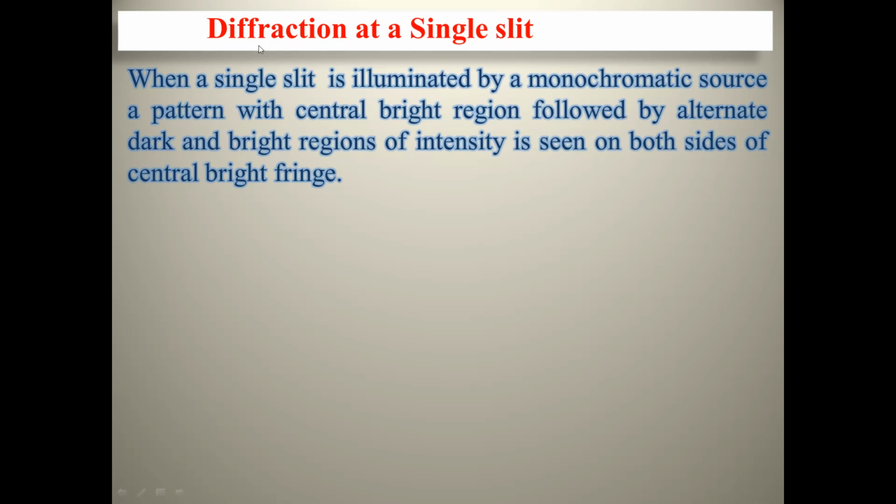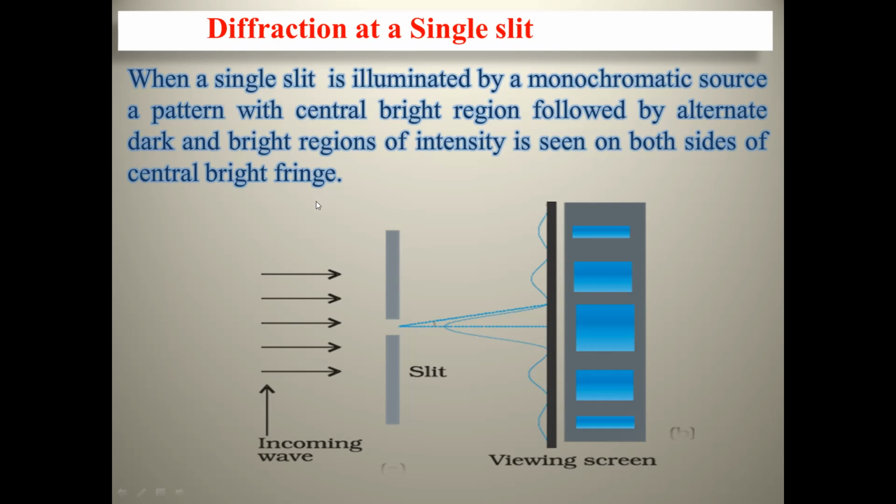Let us learn diffraction at a single slit. When a single slit is illuminated by a monochromatic source, a pattern with central bright region followed by alternate dark and bright regions of intensity is seen on both sides of the central bright fringe.